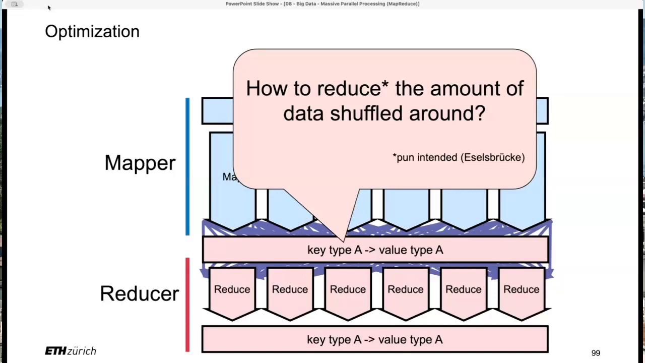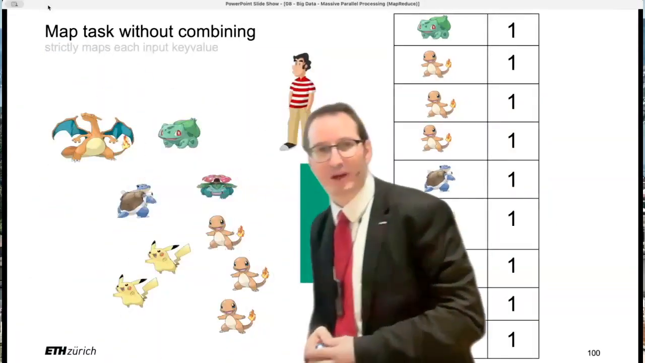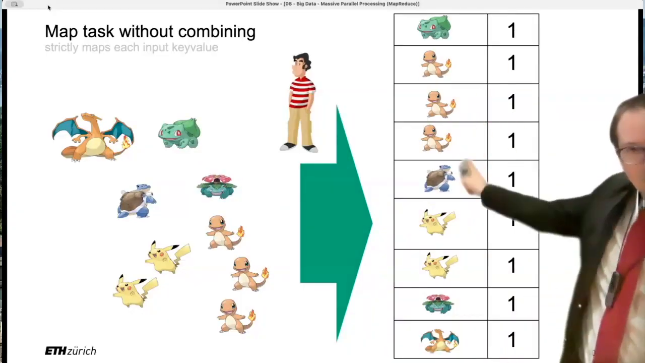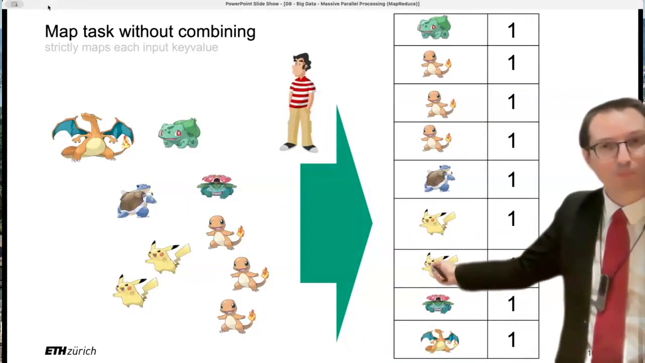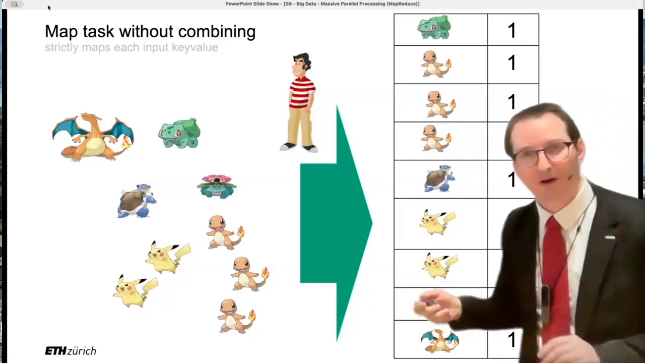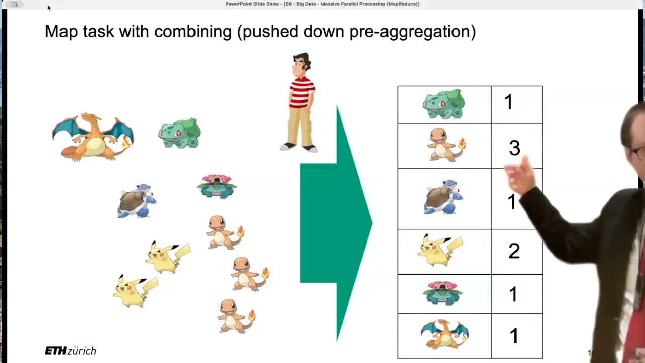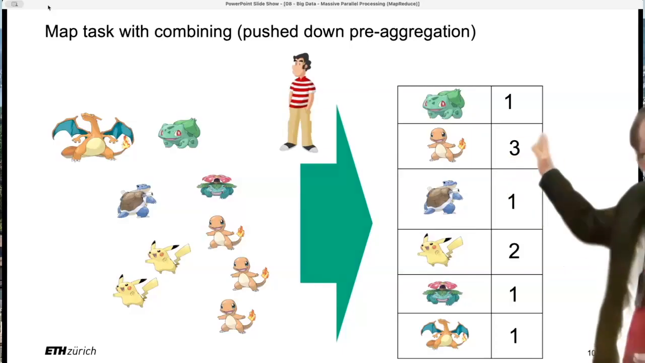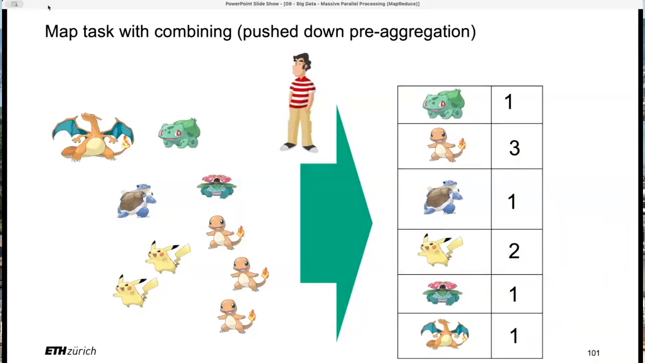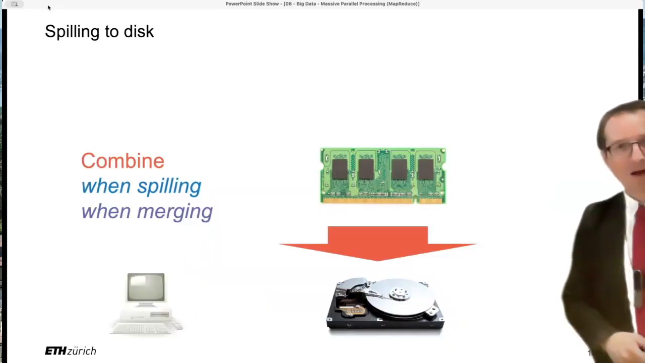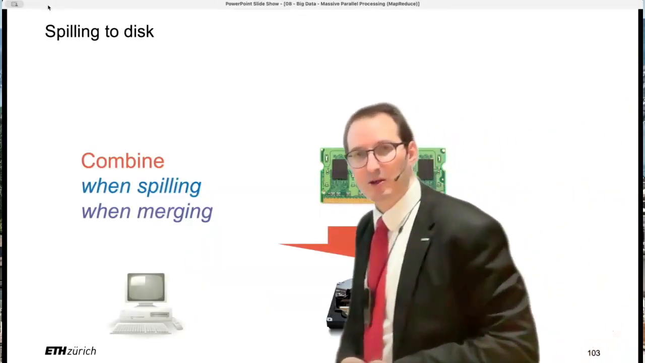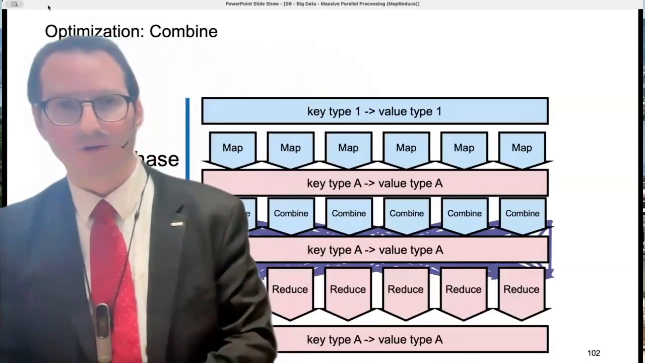Who is still with me? Right? Very good. And so the way that we are doing that is that instead of doing the Pokemons one by one, we pre-aggregate, we push down the aggregation. If our intention is to count them anyway, we push down the counts and are going to give fewer of these key values. When do we do this push down with the combine function?